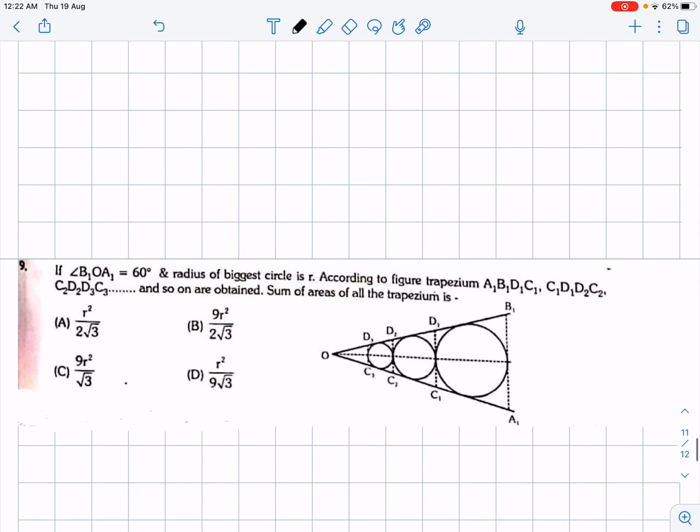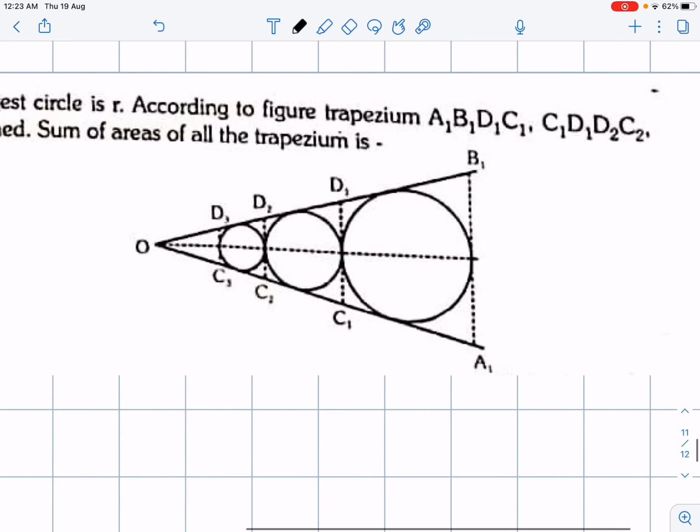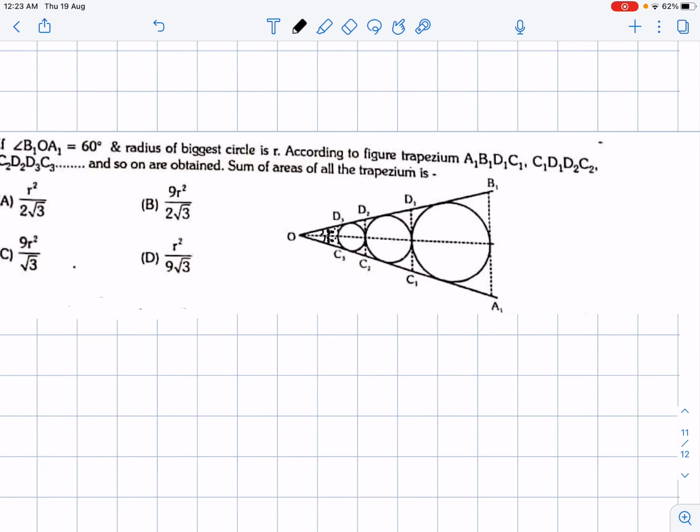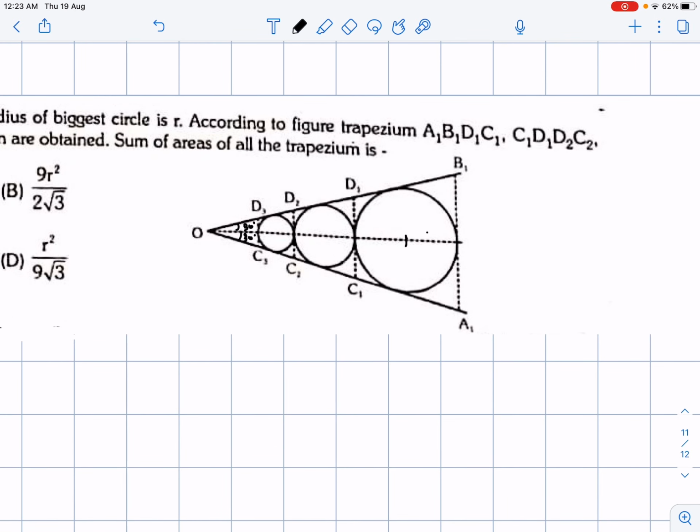Now let's move on to the next question. Angle B1OA1 is 60 degrees. That means this angle is 60 degrees. Symmetrically it will be becoming 30 and 30 on both the sides. And the radius of the biggest circle is r, we are knowing. So this will be becoming r, this will be becoming r.